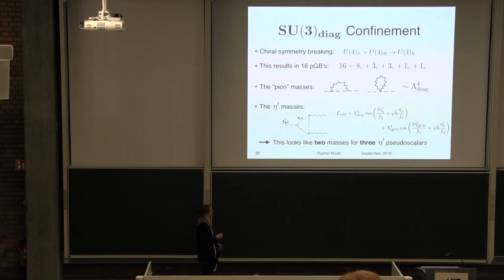In our low energy effective Lagrangian, we get a contribution from the confinement of the diagonal group and a contribution from QCD. And it looks like I'm back at the beginning. We have 2 masses for 3 eta prime pseudoscalars if you include the eta prime of QCD. And we're stuck with one of these being a light invisible axion.